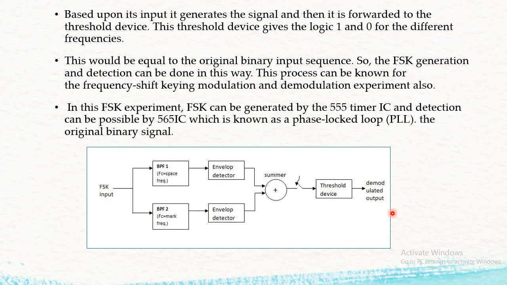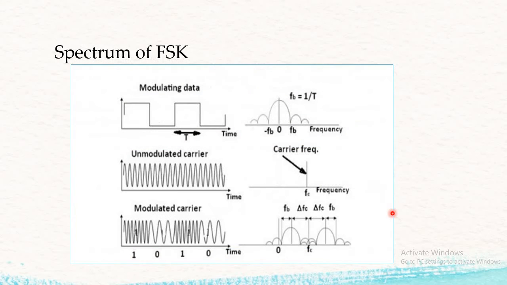This is the spectrum of an FSK. The first spectrum is a representation of the spectrum of the modulating signal. The modulating signal is nothing but a square wave, and its spectrum is given by a sinc function. The second one is the carrier. The carrier signal is given by a spectrum which is present at Fc. Now in this case, as we are having two carriers, we are having two positions of the spectrum. So this is the modulated output.